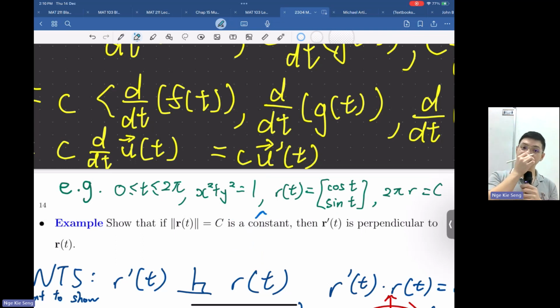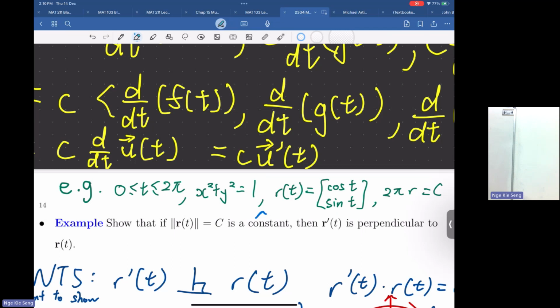How to prove this? How to prove this? What's the definition of a norm here? Yeah, what's the definition?